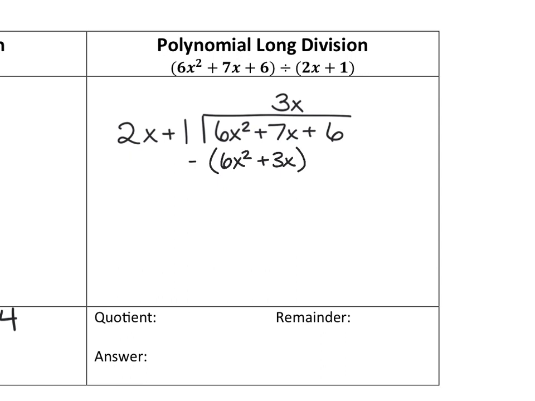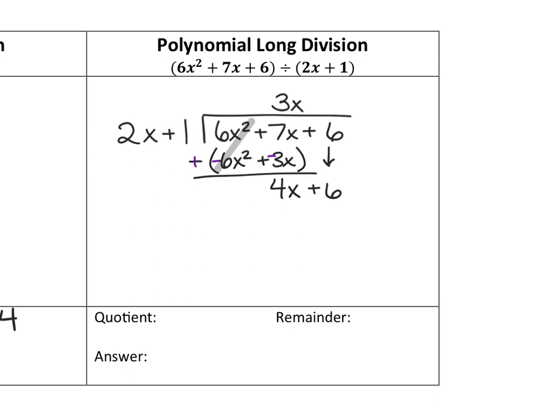Put everything in parentheses so that we can subtract the whole thing. That is so important to put it in parentheses. But subtracting is hard, so we're just going to add the opposites. I just changed all of the signs. The first terms can and should cancel. The next terms should subtract. 7x minus 3x is 4x. Then we bring down and we repeat.